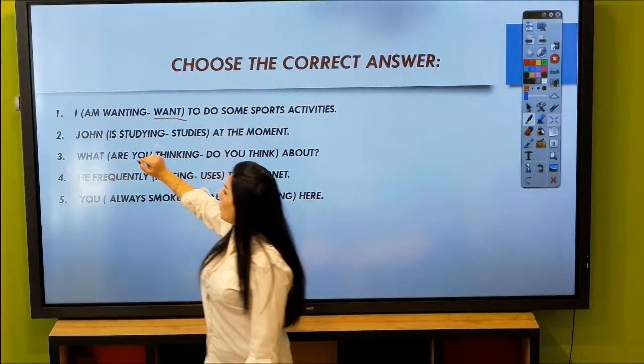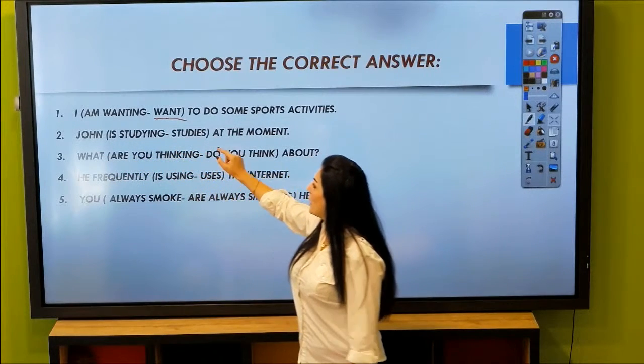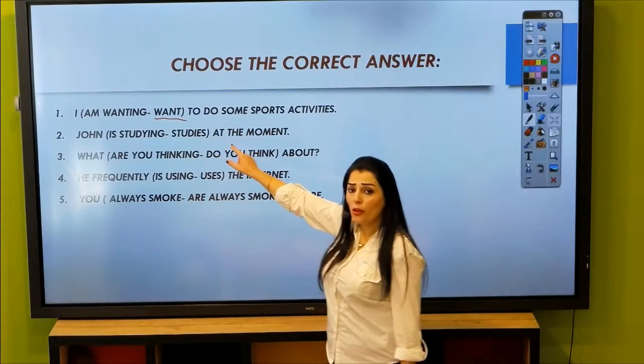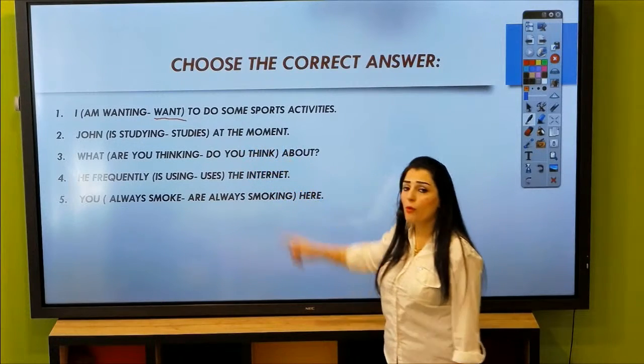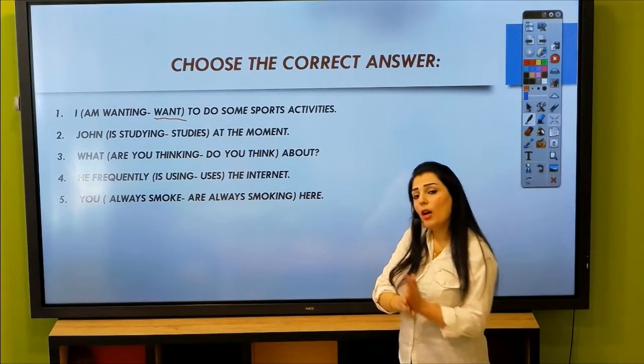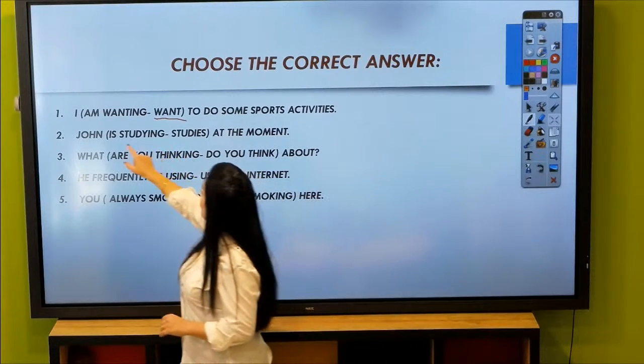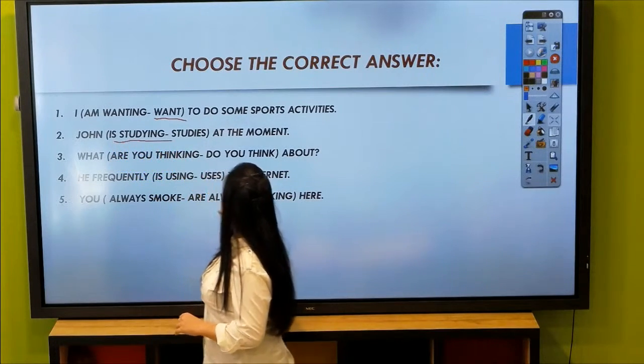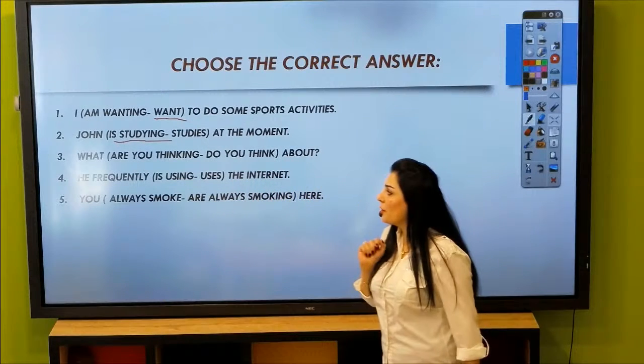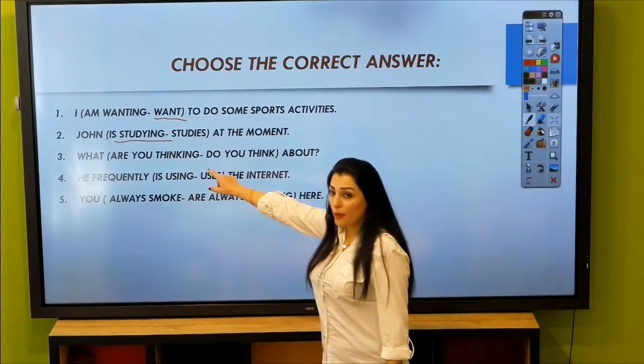Number 2, John is studying or studies at the moment. Note with me. Here we have at the moment. At the moment is an adverb of the present continuous. So we should choose is studying. Okay? Question 3. It's a question.